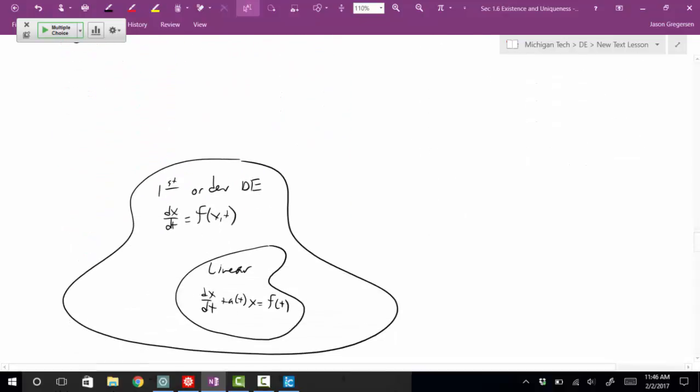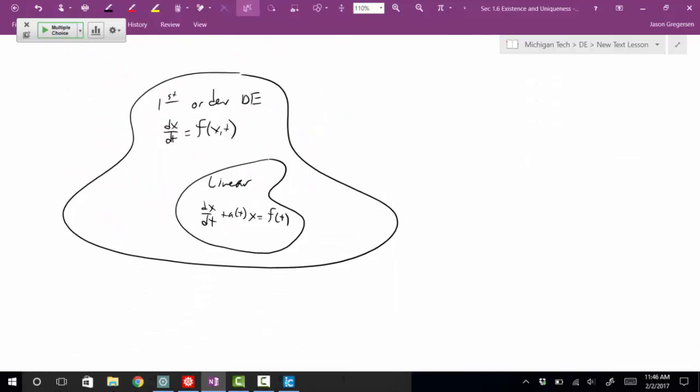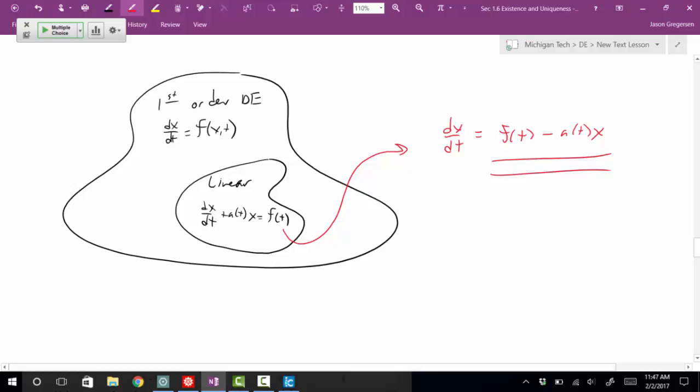All right, just a quick visual here. It's got two theorems, different groups. Just to make sure we understand, the first-order one where we're checking the partial is the more robust theorem. That is the bigger one. The first-order linear condition is really a subset of the bigger one. In fact, it makes sense: if you take this and rewrite it by subtracting the a of t to the other side and apply that first-order general theorem, when is f of x, t continuous? Well, as long as f of t and a of t are continuous, the right-hand side is going to be continuous.